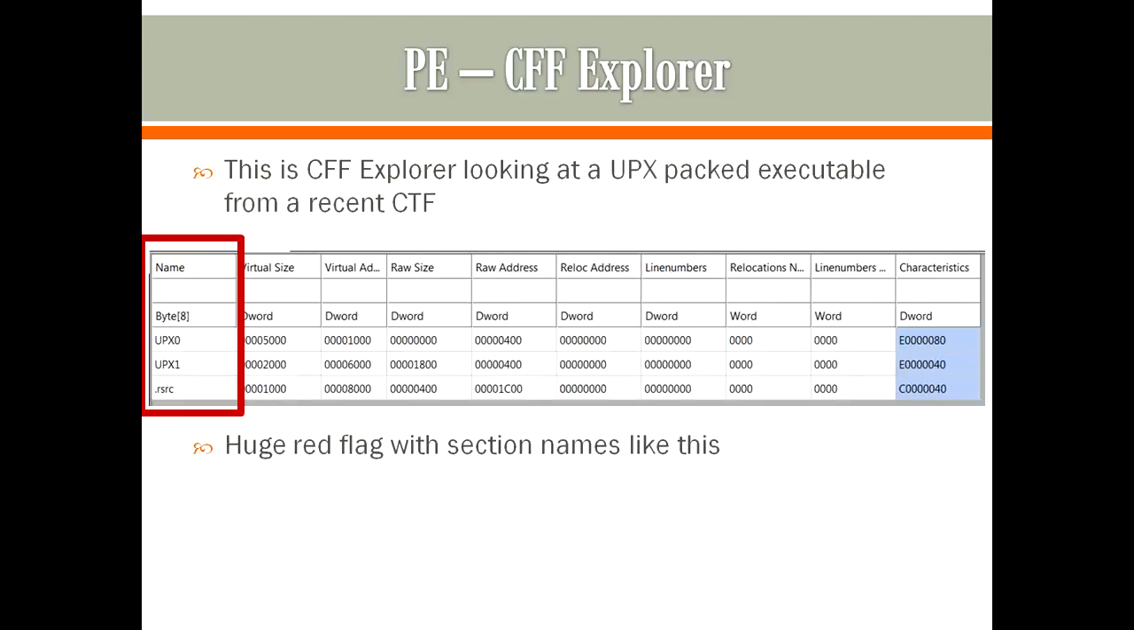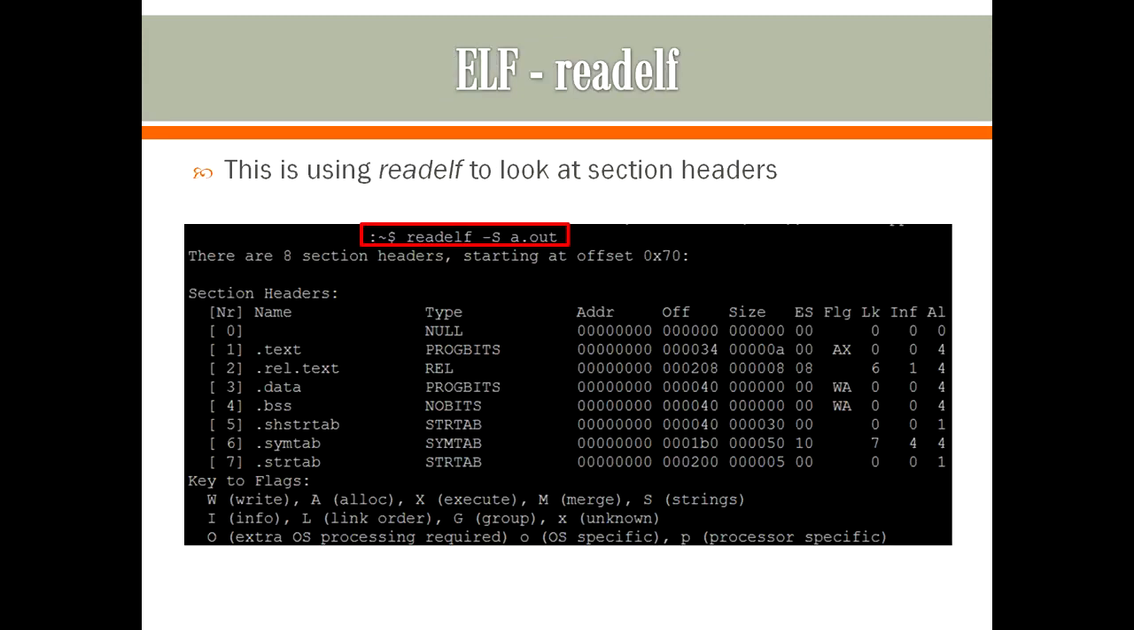Here's what a packed or a compressed executable looks like in CFF Explorer. You can see that the executable is packed with UPX. On Linux, you can get the same information using the -s option of readelf. For example, running readelf on an arbitrary binary, the output shows you the names of each section and their respective permissions. And the respective permissions are demonstrated under the flag column.